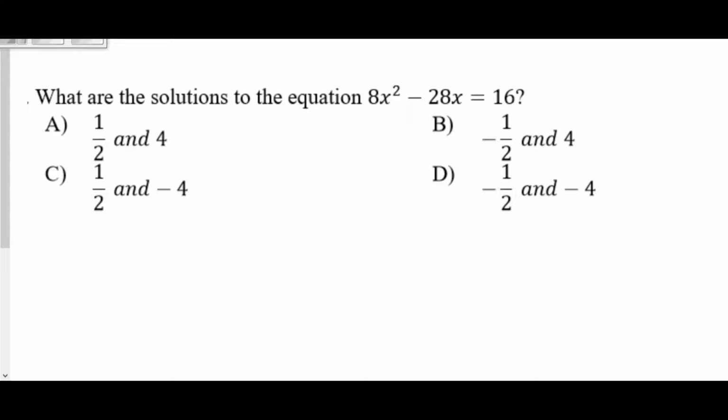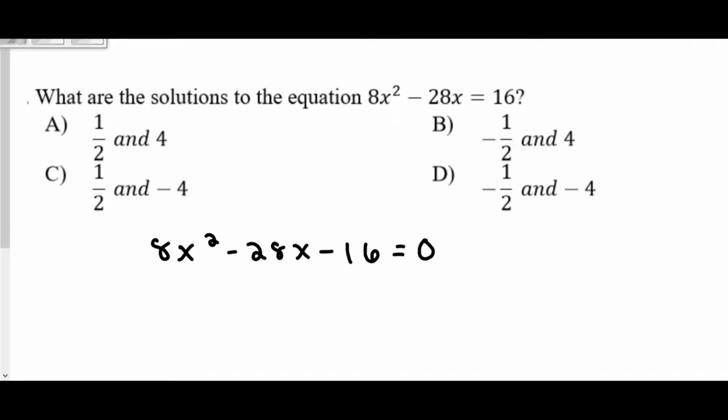These solutions to the equation 8x squared minus 28x equals 16. I really don't see a way to do this other than moving over the 16 and making it 8x squared minus 28x minus 16 equals 0 and factoring it. So let's do it that way.